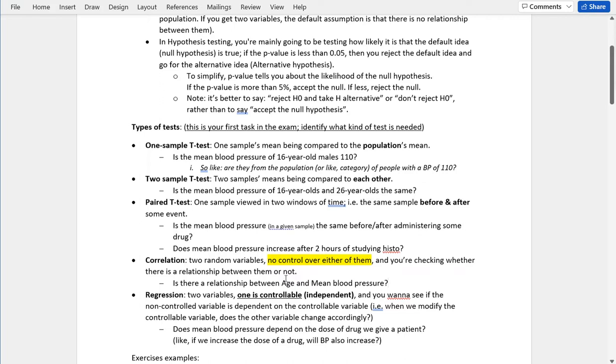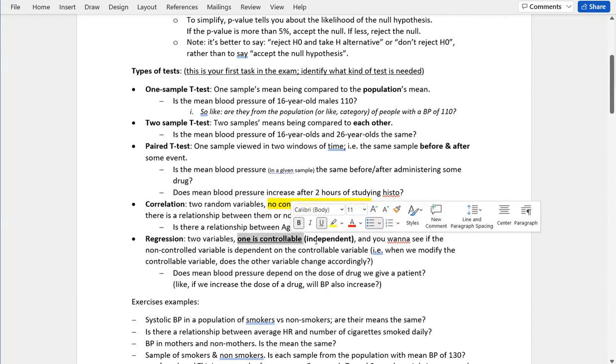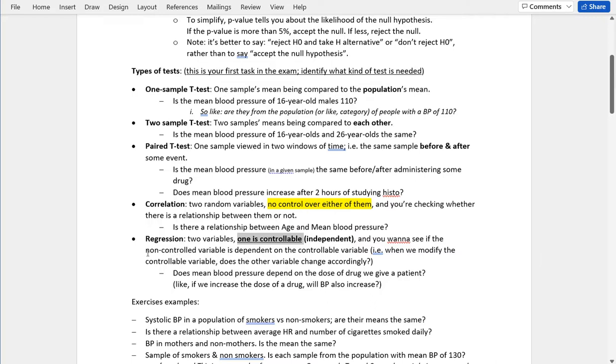So there's no control over either of these, and you're running the test to find out whether there is a relationship between them or not. The anchor for this is that you've got two variables and you can't control either of them. That's how you know it's correlation. As for regression, you have two variables. One of them is controllable, and you want to see if the other one, which you can't control, changes, if it depends on the controllable one.